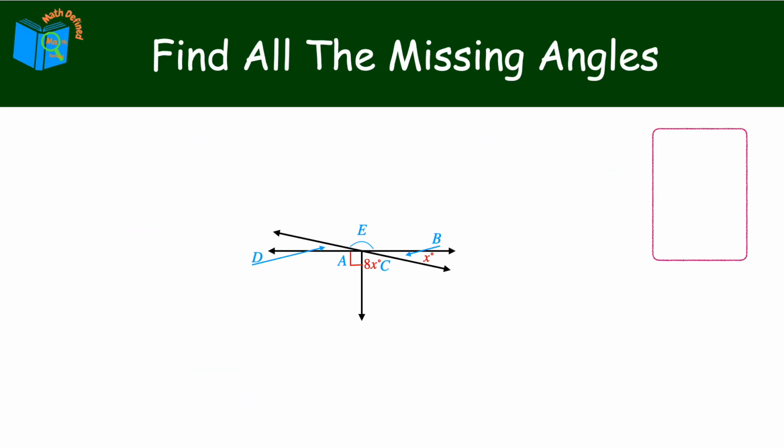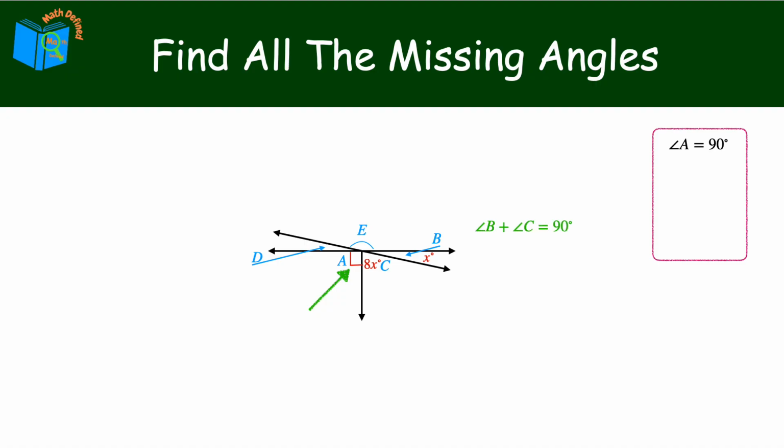This next diagram has a lot going on, but we'll take it step by step to find all the missing angles. Let's start with angle A. Angle A is marked with a little square. That tells us it's a right angle, so it measures 90 degrees. Now for angles B and C. Angles B and C are complementary, meaning together they total 90 degrees.